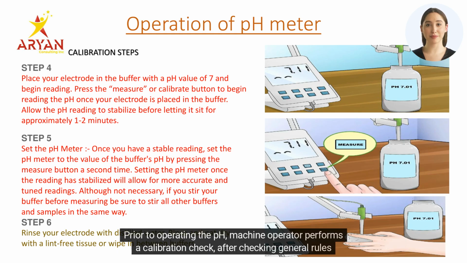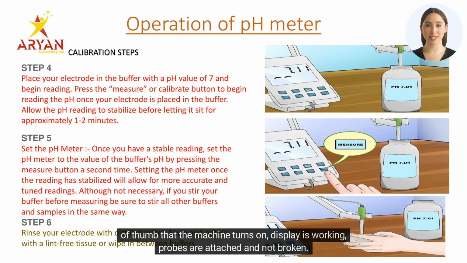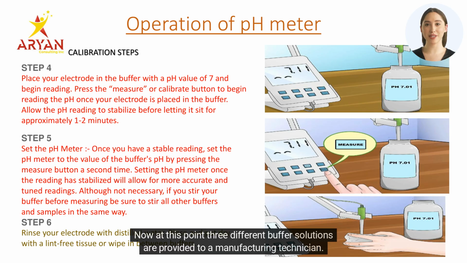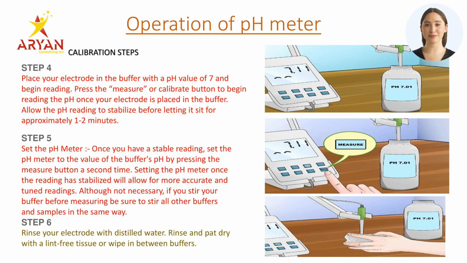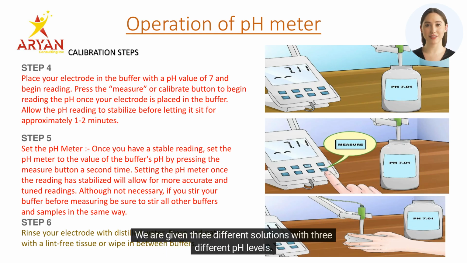Prior to operating the pH meter, the machine operator performs a calibration check. After checking the general rules of thumb, such as that the machine turns on, the display is working, and the probes are attached and not broken, three different buffer solutions are provided to a manufacturing technician. We are given three different solutions with three different pH levels.